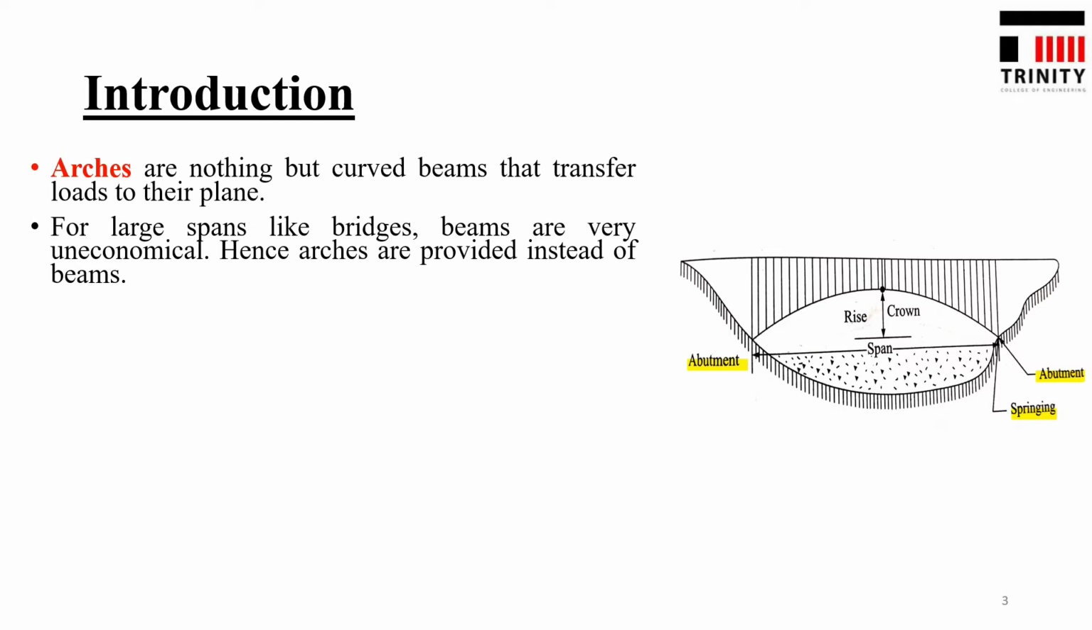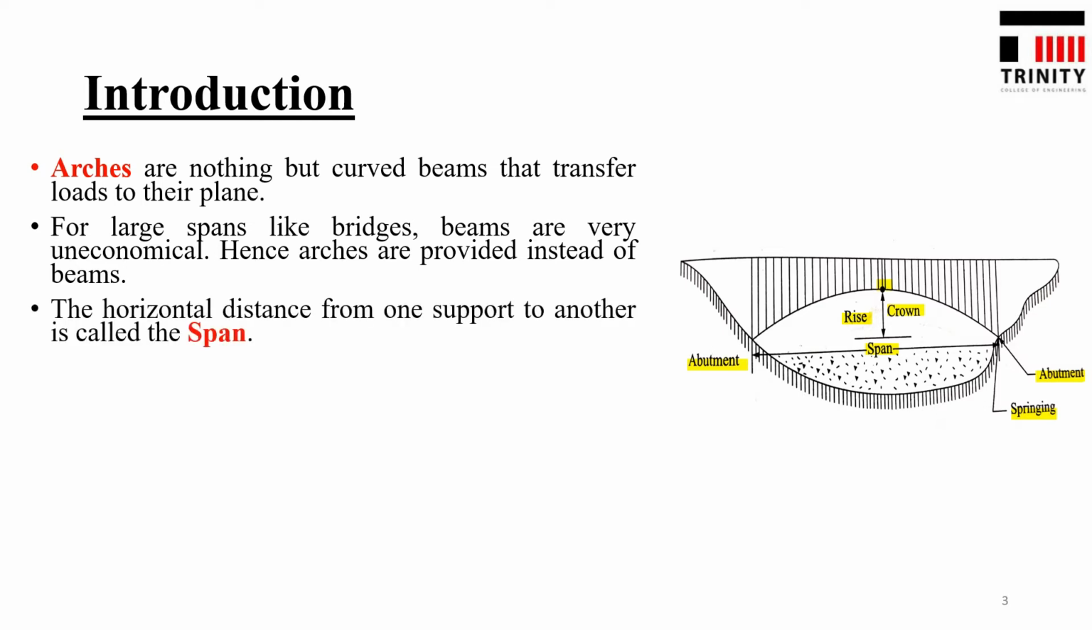As you all know, the distance between supports in case of a simply supported beam is known as span. Likewise, in case of arches, the distance between abutments is known as the span of arch. And the topmost point of arch, see this figure, the topmost point of this arch is known as the crown of arch. Then the height of arch is known as the rise of arch. So these are the main terms that you need to know in case of an arch.